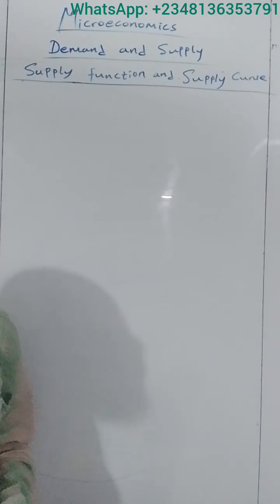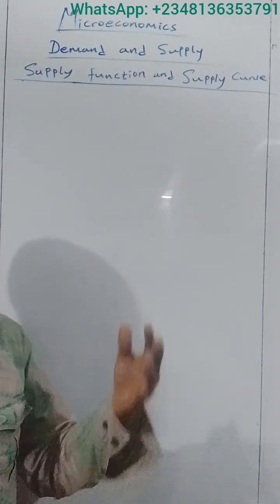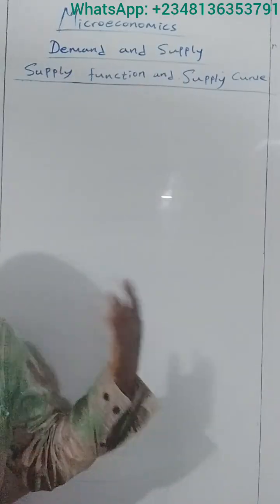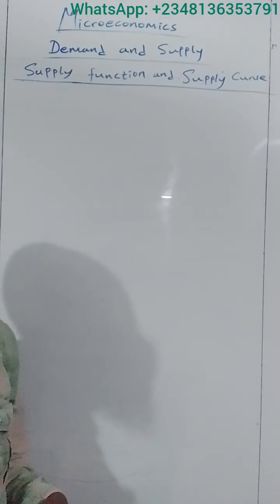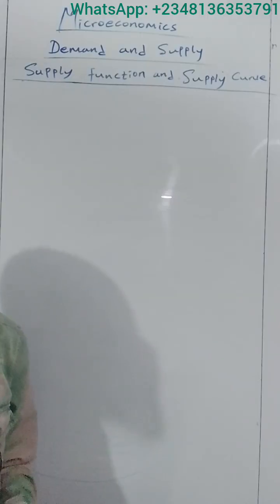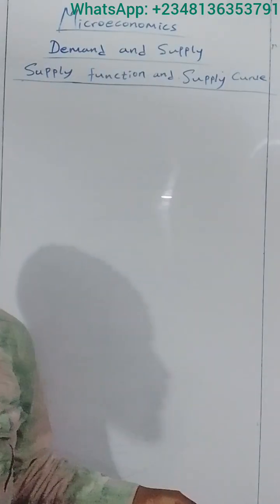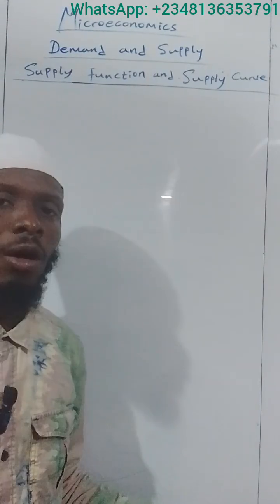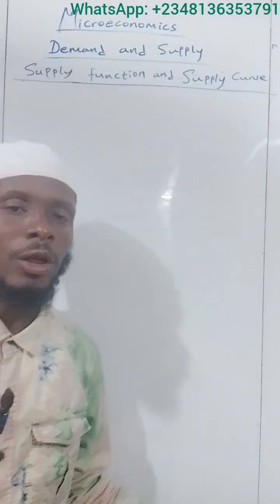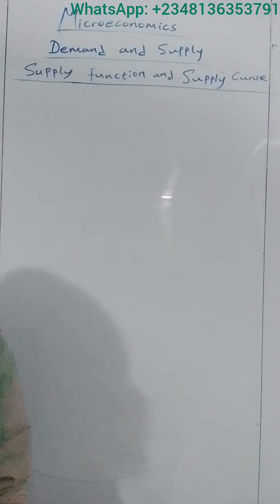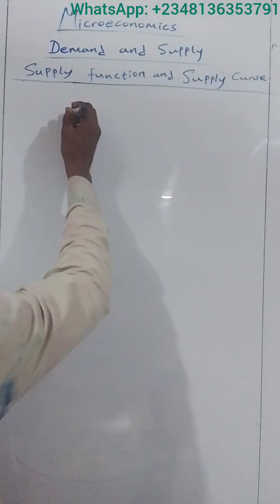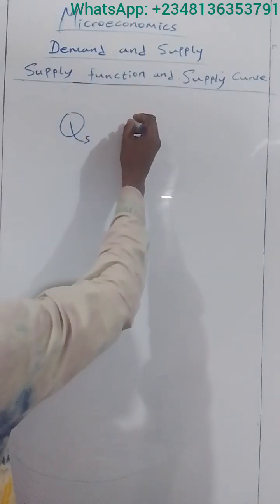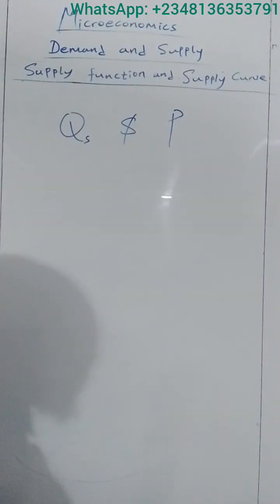What does this mean? This implies that whenever the price of a commodity increases, the sellers will be willing to sell more, and when the price is lower, the sellers will be willing to sell less. In other words, at a higher price, the seller will be willing to sell more units of the product, and at a lower price, the seller will be willing to sell fewer units of a product. So this law expresses the relationship between the quantity supplied and the price of the commodity.